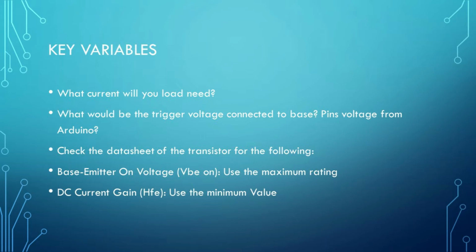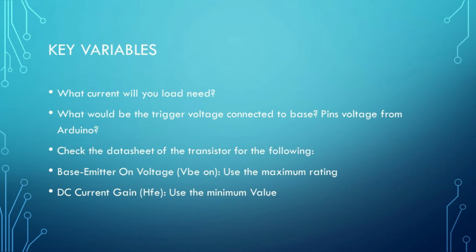To calculate the resistor value that you will need to connect to the base, you just need to follow two steps. First, find the key variables that you will need. Then apply the formula. So the first thing is to find out what current you will need, that is, the current of your load. Then, what will be the trigger voltage connected to the base? That's the pin's voltage from the Arduino or Wemos, or if you're using a switch, what will be the voltage that will trigger the base to come on?